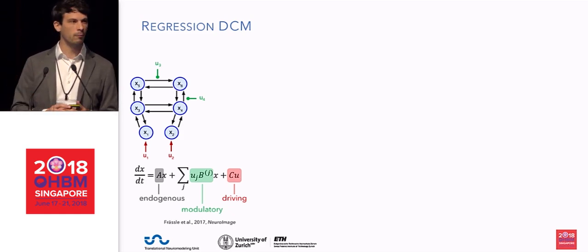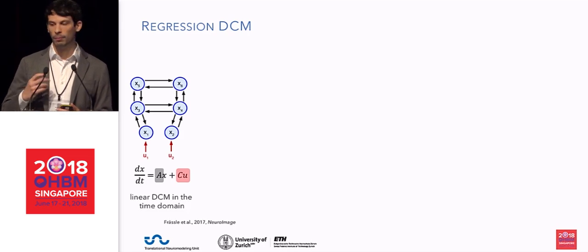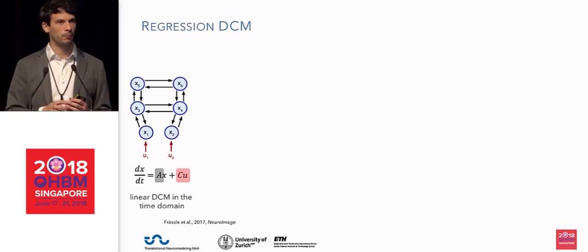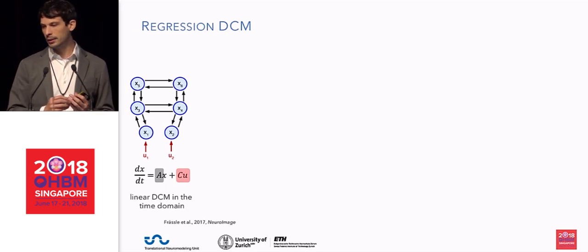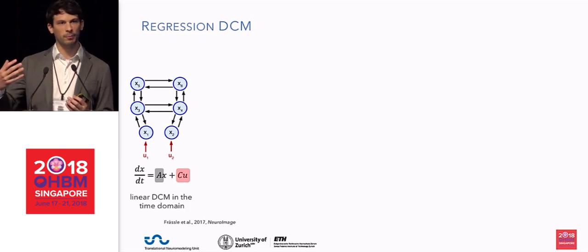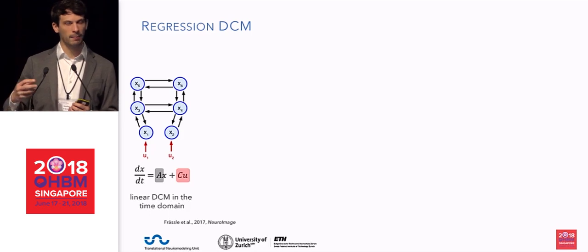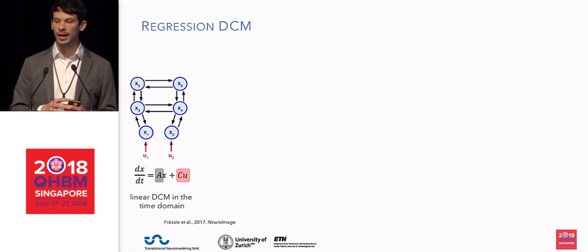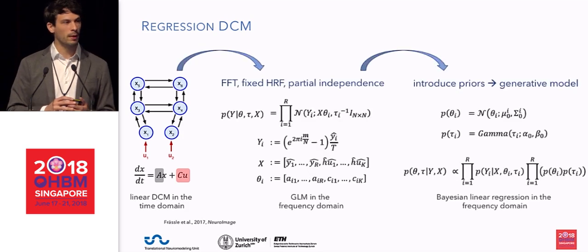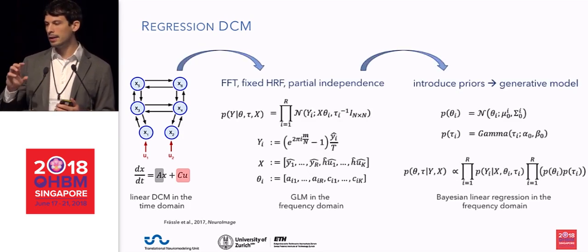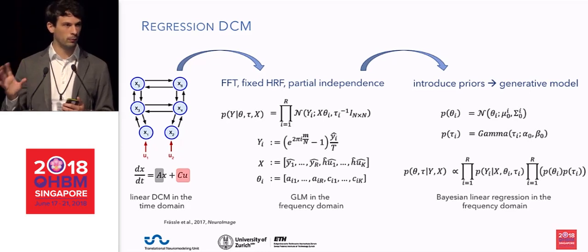but for regression DCM, we have to restrict ourselves to linear models. So that means we are only looking at the endogenous or fixed connectivity among brain regions and the driving inputs, here depicted in red, which tell you how the experiment can directly perturb the activity in those network nodes. And what we now do is we use the Fourier transformation to bring that linear DCM from the time domain into the frequency domain, and by using additional simplifications and suitable priors, we can basically translate this linear DCM into a Bayesian linear regression-like model in the frequency domain.